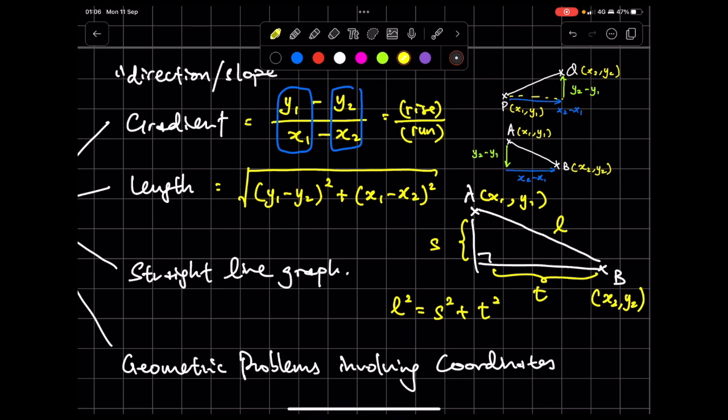But what is S? S is just the difference between the Y values. T is just the difference between the X values. And remember that from before, we have just written down y2 minus y1, x2 minus x1. So we just need to sub those in, and then to find the length, we're just going to take square root.